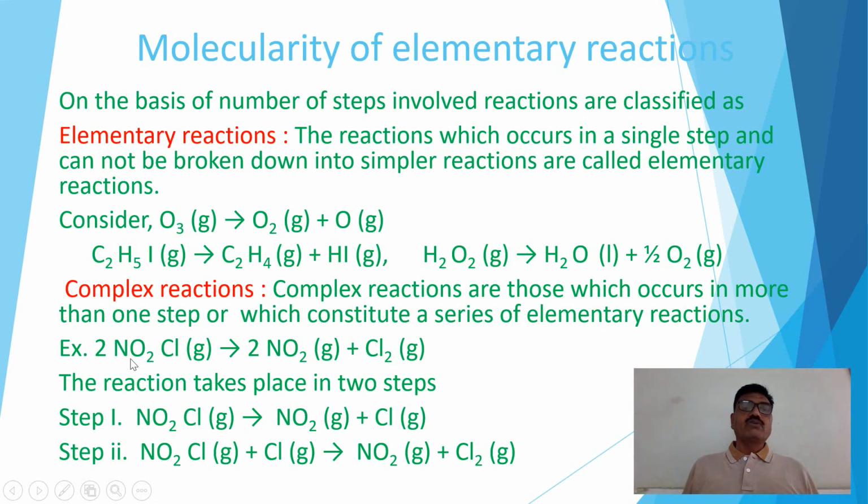Two molecules of nitryl chloride produce nitrogen dioxide plus chlorine gas, and the reaction takes place in two steps. So this is the first step and this is the second step. As more than one step is involved, such reactions are called complex reactions.